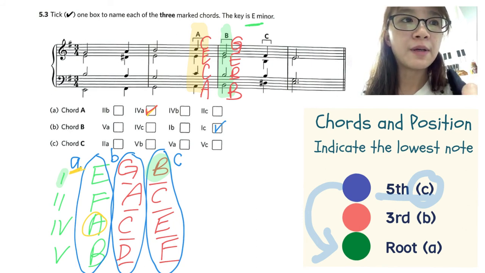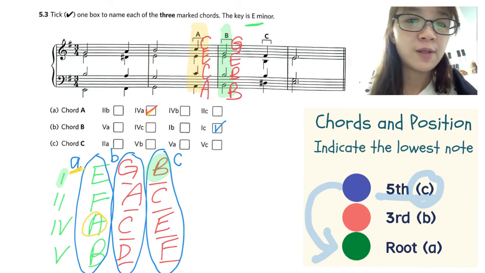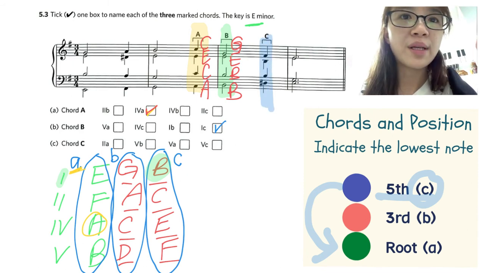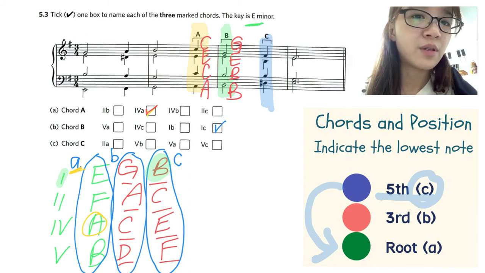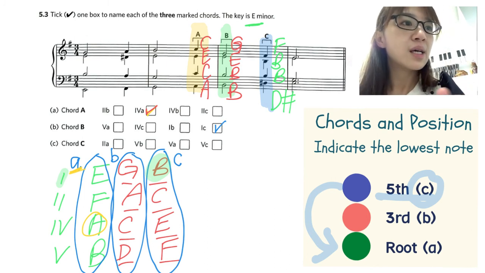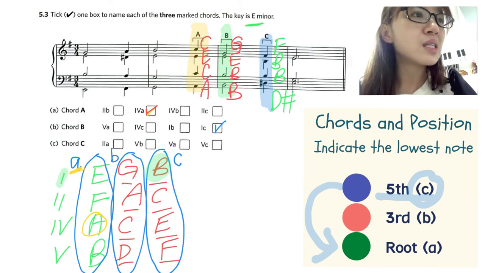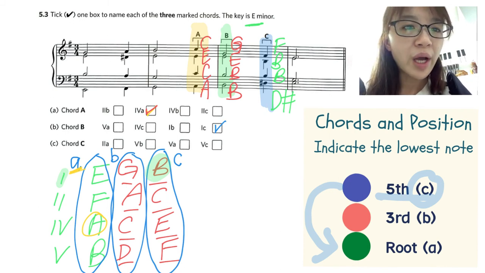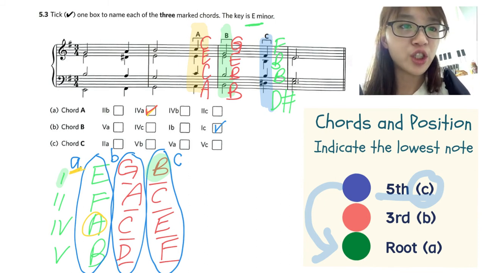For question C, write down the letter names. You have F, B, D sharp. It doesn't matter in this question whether you have a sharp or flat, it doesn't really affect your answer. The important thing is you know which is the lowest note. You have B, D, F. The lowest note is the middle note, and when the lowest note is the middle note, it's named B. So it's chord 5. So 5B is your answer for this question.